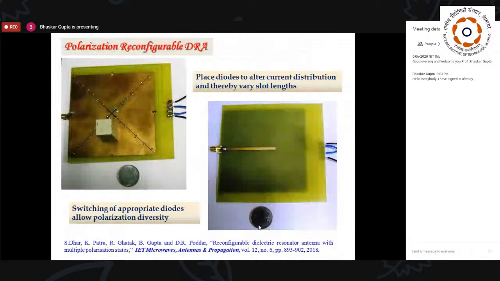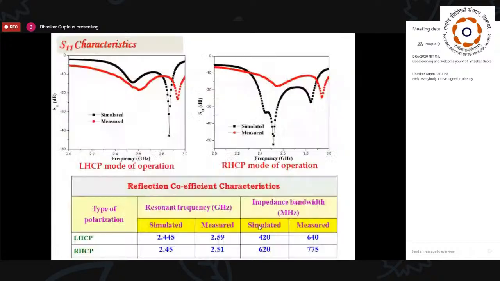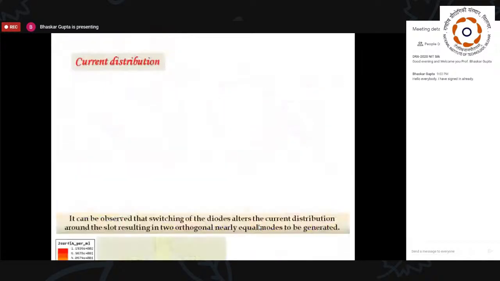But is that all? We can generate circular polarization. Good. We can generate linear polarization. Good. But how can we generate polarization diversity? That's the point. That we published 2 years back in IET Microwaves, Antennas and Propagation. The particular structure is this one. What is the difference with the earlier one? Let me see, I think I have to explain.